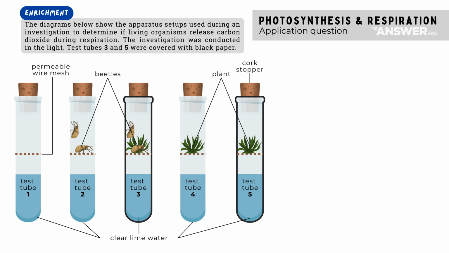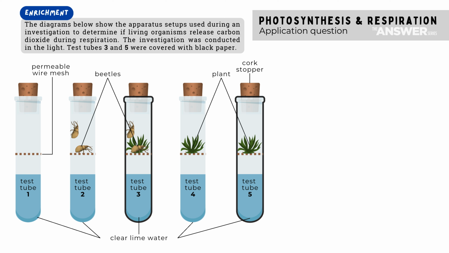Now let's look at their differences. So test tube 1 has nothing inside of it except the clear lime water. Test tube 2 has 2 beetles, in other words 2 animals inside of it. Test tube 3, which is covered by a black film or black paper, has beetles and a plant in it. Test tube 4 has a plant in it, and test tube 5, which is covered with a black paper, also has a single plant in it.